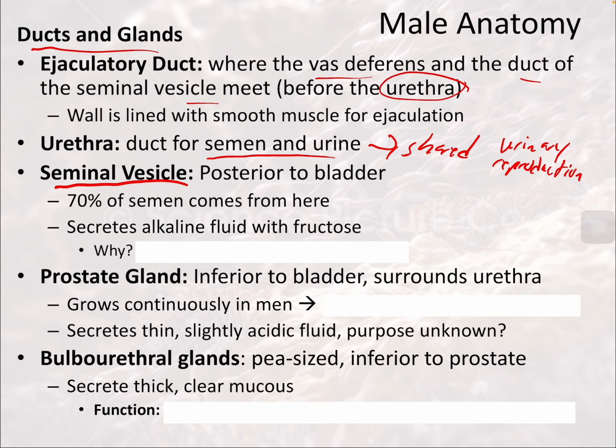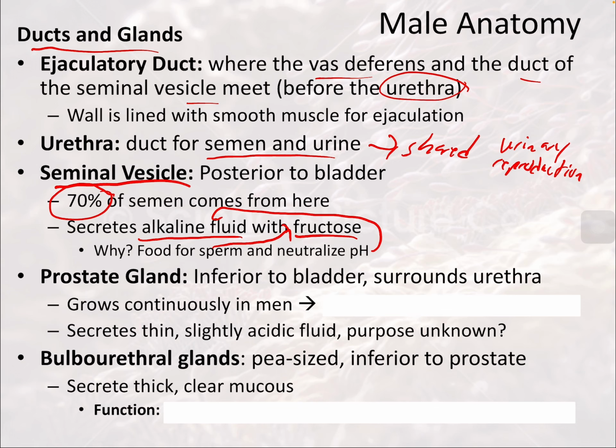And then we see the seminal vesicle, which is posterior to the bladder. This is where the vast majority of semen, the volume of semen, comes from. 70% of it comes from the seminal vesicle. It secretes a very alkaline fluid, also with fructose. Okay, fructose is a sugar, so that's going to be food for the sperm to go to its mitochondria and make ATP, so it can swim very rapidly. And then the alkaline fluid is there to neutralize the low pH found in the vagina, as well as in the urethra of the penis.